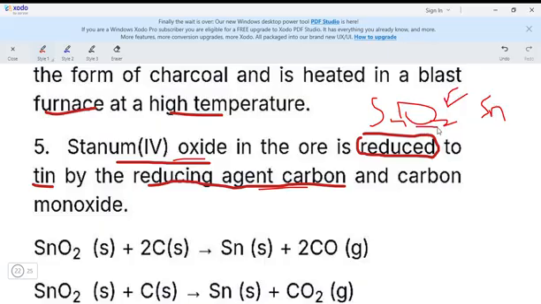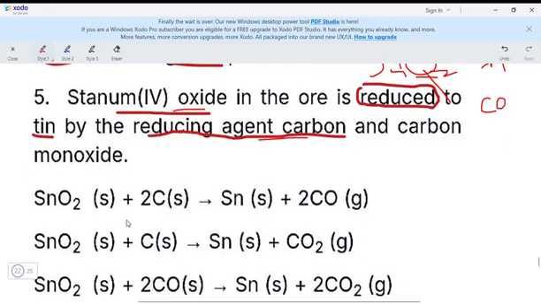Now, by the time the carbon picks oxygen, the carbon will form carbon monoxide, that's CO, which is a powerful reducing agent that can remove more oxygen. So it has the ability of removing more oxygen from the tin oxide. So as you can see it here, this is the carbon picking the oxygen to form carbon monoxide.